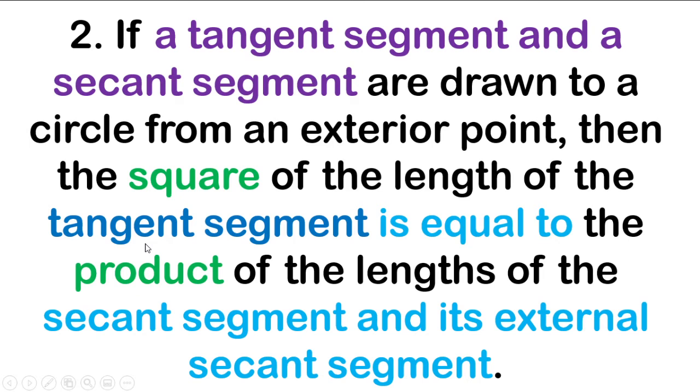If a tangent segment and a secant segment are drawn to a circle from an exterior point, then the square of the length of the tangent segment is equal to the product of the lengths of the secant segment and its external secant segment. Let's have an example.